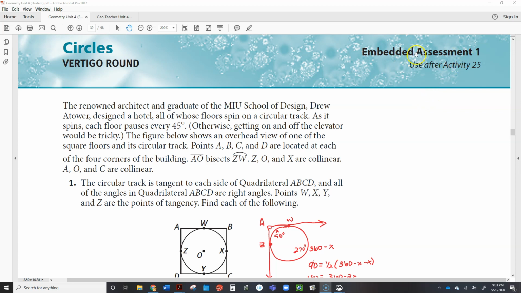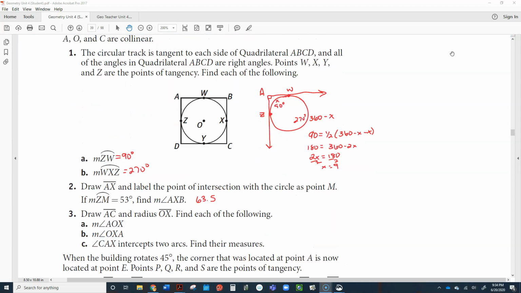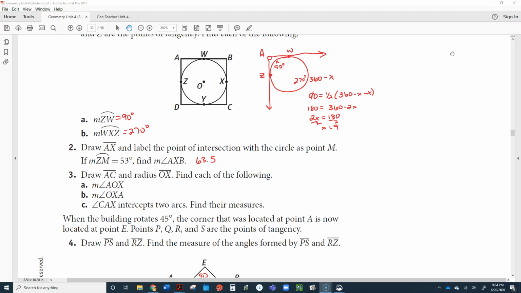Still working on embedded assessment number 1 in unit 4. Vertigo round. We finished 1 and 2. So now we're going to be answering question number, I'm going to try to finish them, 3, 4, and 5. So question number 3 wants us to find the measure of angle AOX.